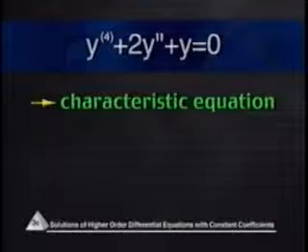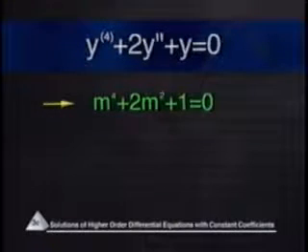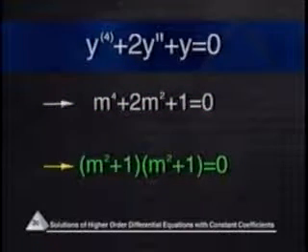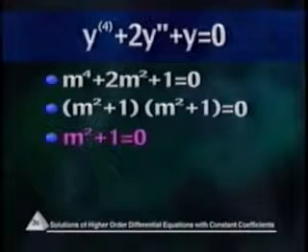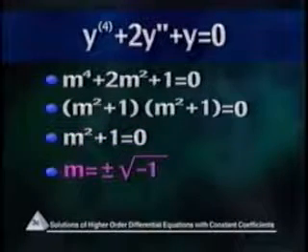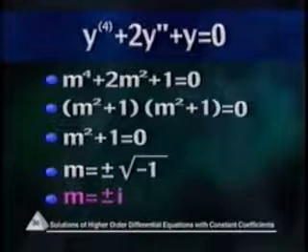Finding the characteristic equation, we get m to the fourth plus 2m squared plus 1 equals 0. This equation can be factored into (m squared plus 1) times (m squared plus 1) equals 0. Setting each factor equal to 0 to find the roots, we get m squared plus 1 equals 0, or m equals plus or minus the square root of negative 1. Therefore, m equals plus or minus i.